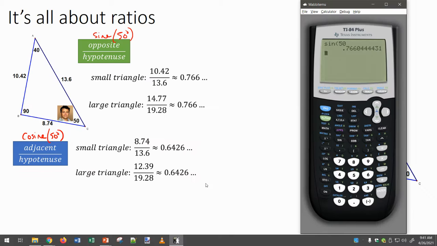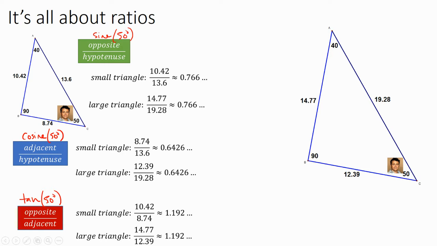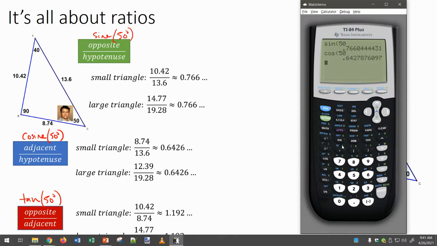Now I can check my calculator. Cosine is cos 50. I get the same thing, 0.6426. It's just been rounded a little bit differently. So the calculator is obviously more accurate. It holds more decimals. And then opposite over adjacent is tan of 50. And we compare the same opposite over adjacent on each triangle, and we get this new 1.192. So check my calculator. Tan of 50 should be about 1.192, and it is.